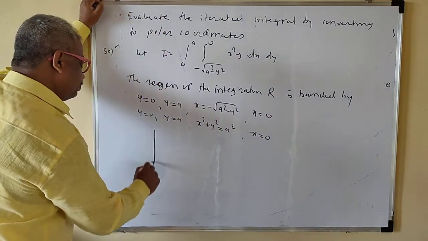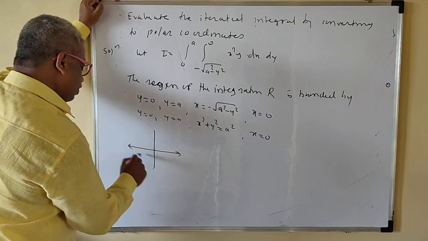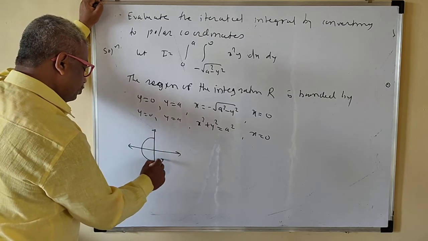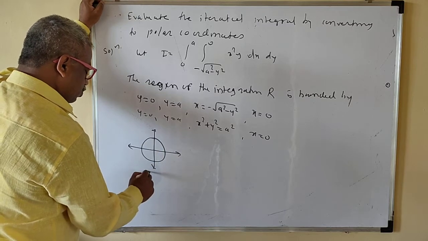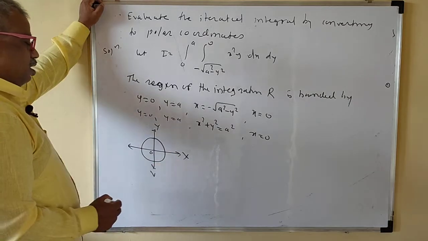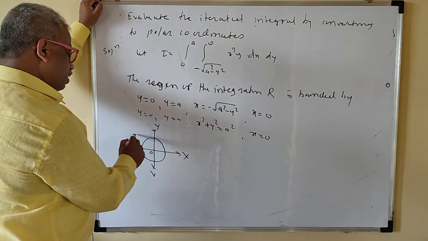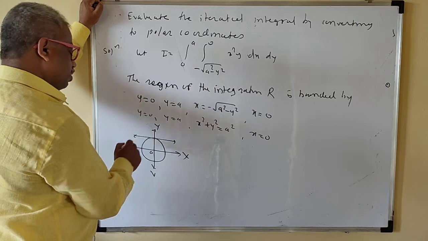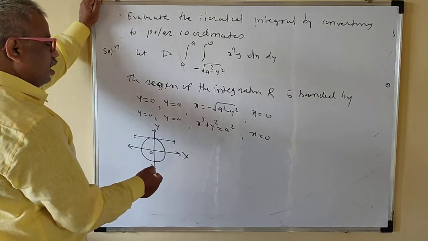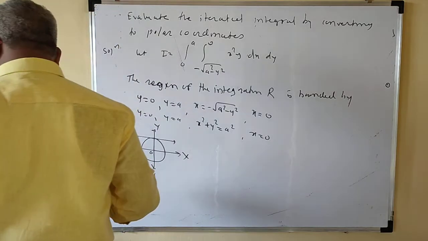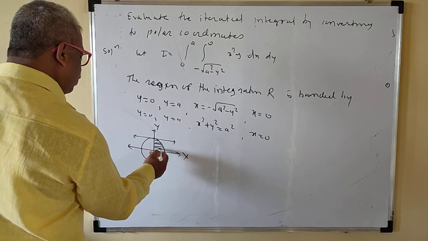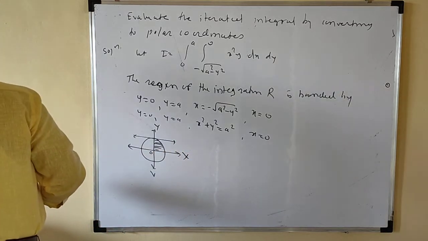Now see here, we'll draw the figure. So now this is a circle. This is your y axis, this is your origin, this is your x axis. So this is the radius. y is equal to a is this line. x is equal to 0 means your y axis.